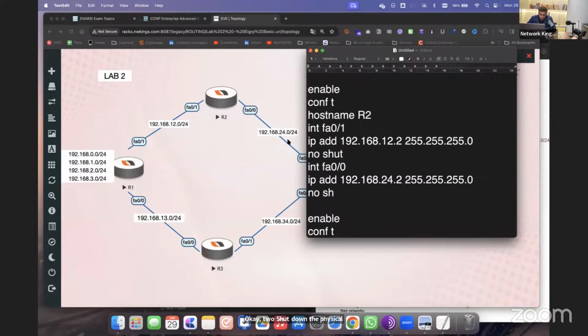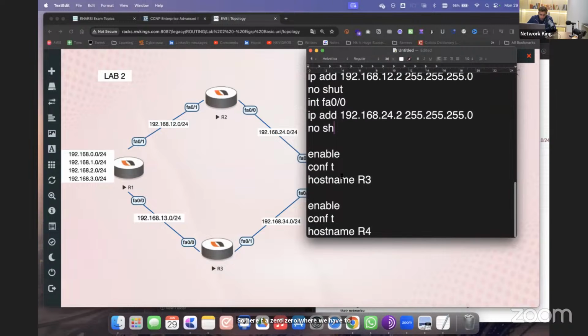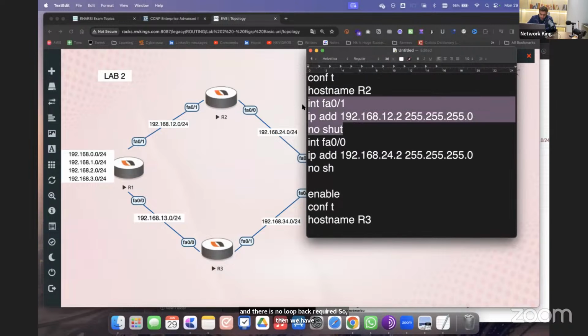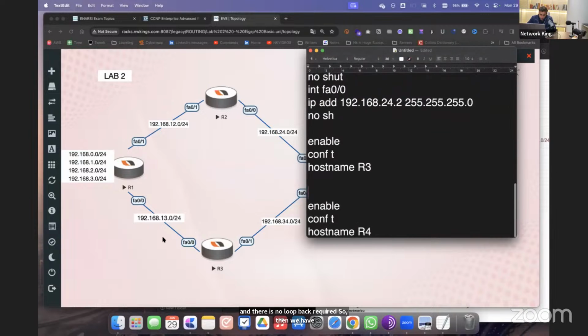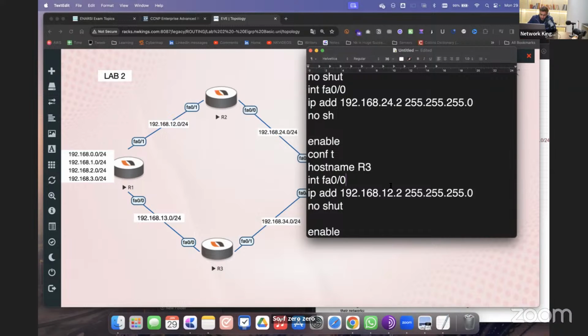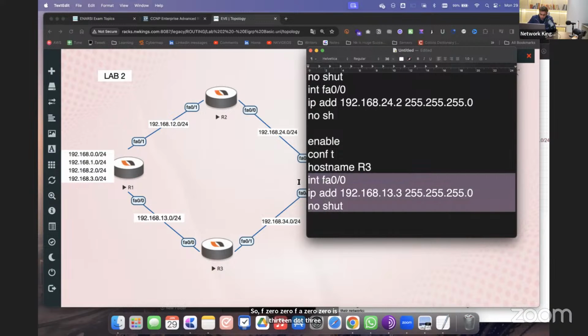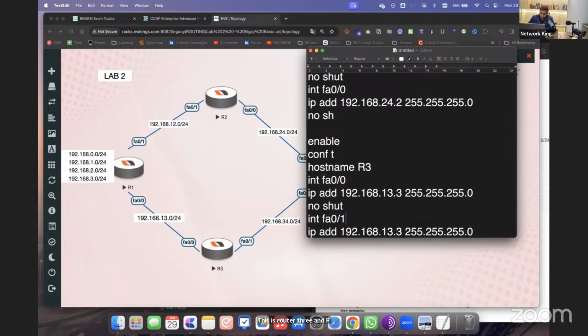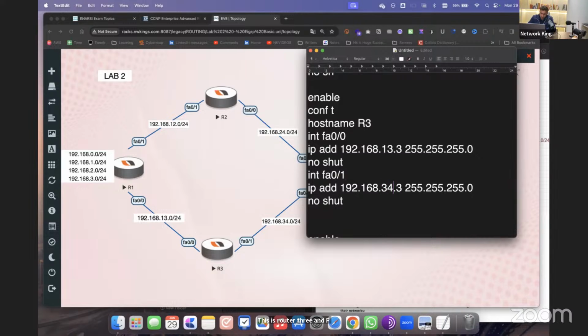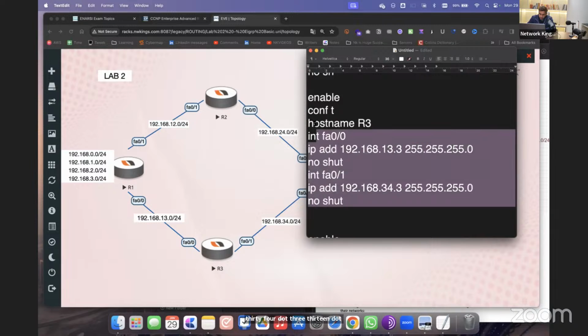So here on FH00 we have to keep 24.2, and there is no loopback required in R2. Then we have hostname R3. In R3, FH00 is 13.3, this is router 3, and FH01 is 34.3. So 34.3, 13.3, very simple.